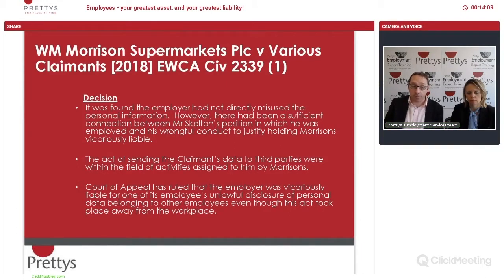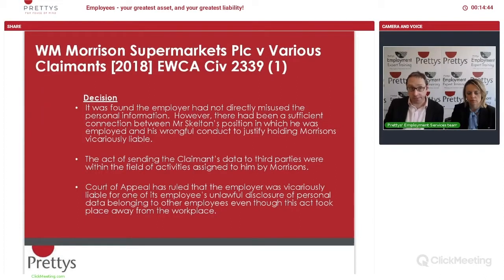directly liable. They had entrusted the data to Mr. Skelton. Mr. Skelton, at the time when the data breach was committed, was the data controller himself rather than Morrison. So he was the one who disclosed this data. So he was the data controller, so no offence there under data protection legislation. And also they found that actually, other than the fact that Mr. Skelton had the opportunity to do this, Morrison's had in place good systems of data protection.